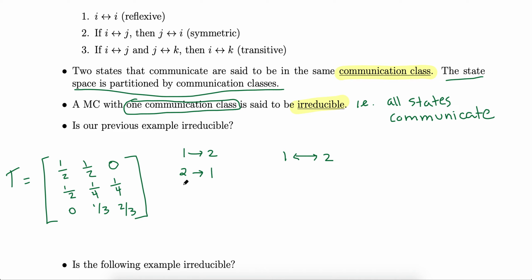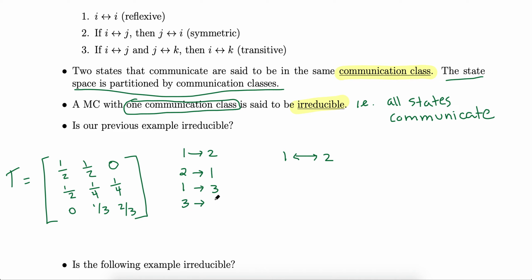Okay, what about state 1 and state 3? Can I go from state 1 to state 3? Starting in state 1, going over to state 3, I cannot do that in one step. But remember our definition: it doesn't have to be one step. It just says n steps, some number of steps. So let's look a little more. I could go from state 1 to state 2, which has a probability of 1/2. Once I'm in state 2, I can hop over to state 3 with probability 1/4. So it is possible to get from state 1 to state 3, just not in one step. So sure, state 3 is accessible from state 1.